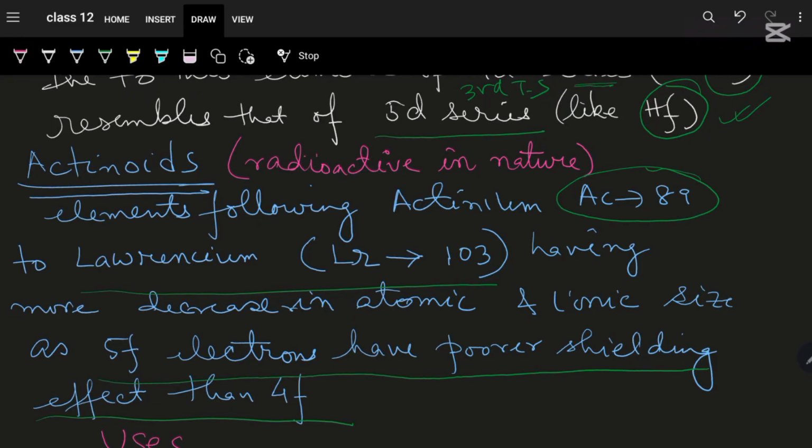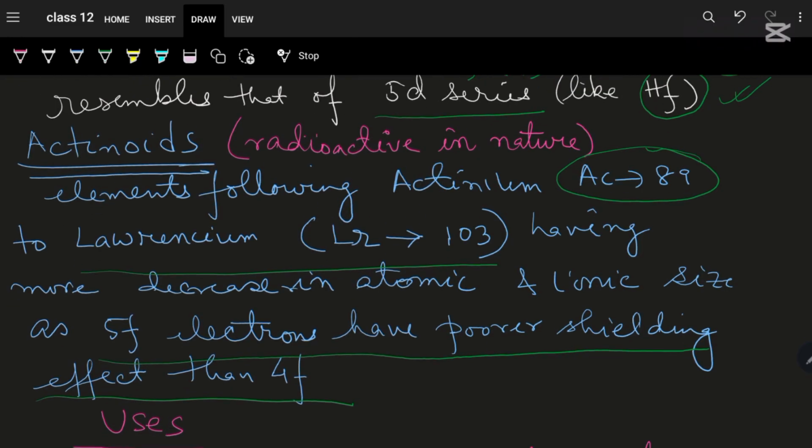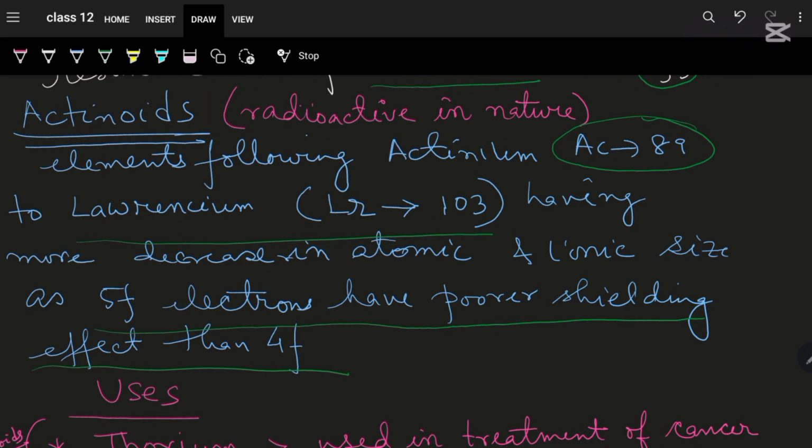Now, actinoids are mostly radioactive. They are all radioactive in nature. These elements follow actinium, atomic number 89, to lawrencium, atomic number 103, and they have a more decrease in atomic and ionic radii than that of the lanthanoid series.